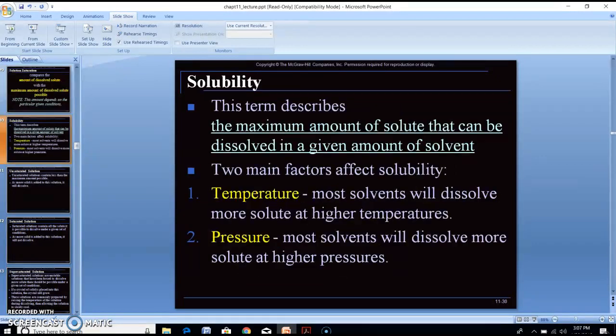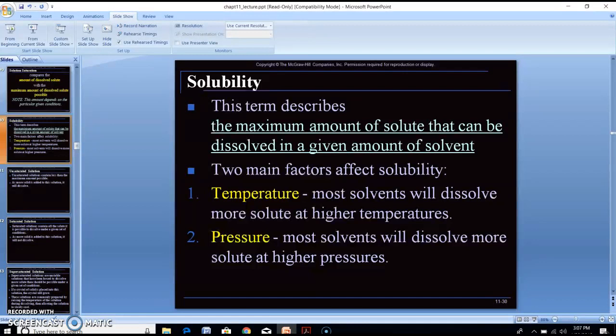Solubility. This term describes the maximum amount of the solute that can be dissolved in a given amount of solvent. Two main factors affect the solubility. The first one is temperature. Most solvents will dissolve more solute at high temperatures. Let's say it can dissolve 10 grams of solute. Then if we increase the temperature, it could dissolve up to 15 grams of solute. So the temperature is a very key factor affecting the solubility.